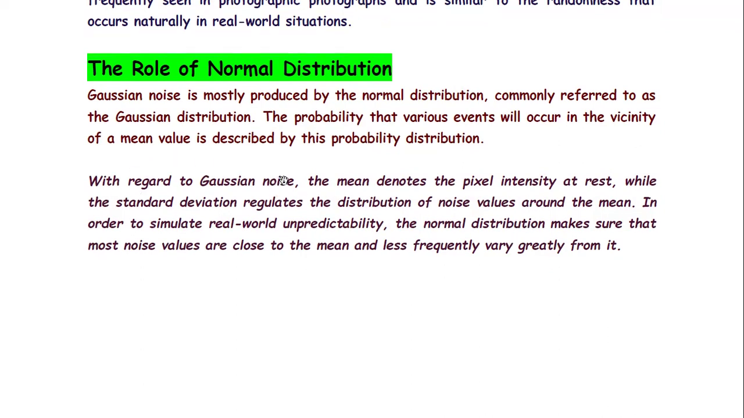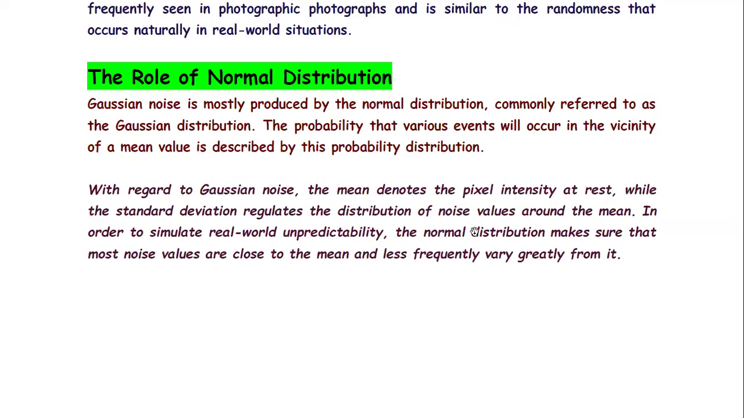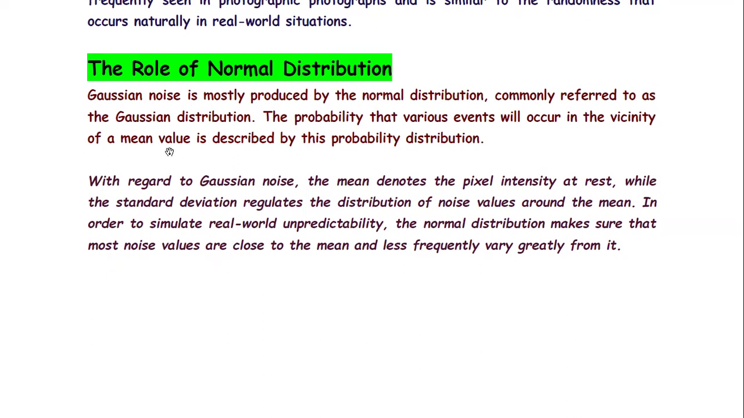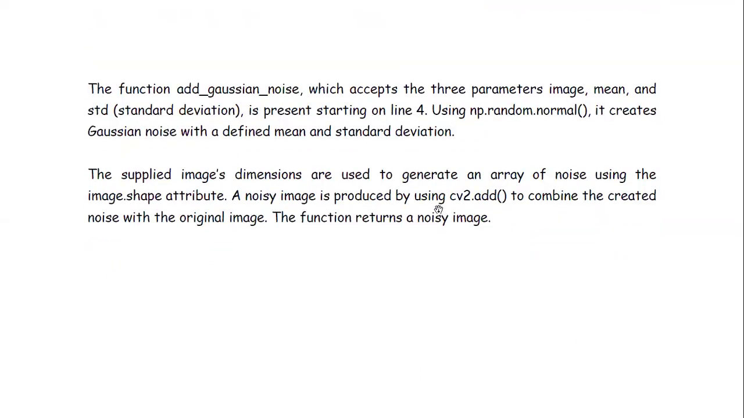Now, with regard to Gaussian noise, the mean denotes the pixel intensity at rest, while the standard deviation regulates the distribution of noise values around the mean. In order to simulate real-world unpredictability, the normal distribution makes sure that most noise values are close to the mean and less frequently vary greatly from it. Now, you have enough about Gaussian noise, and you also know why this type of Gaussian noise occurs because of the normal distribution. Now, how to add this Gaussian noise manually to an image?